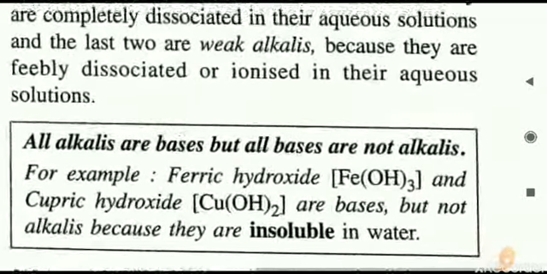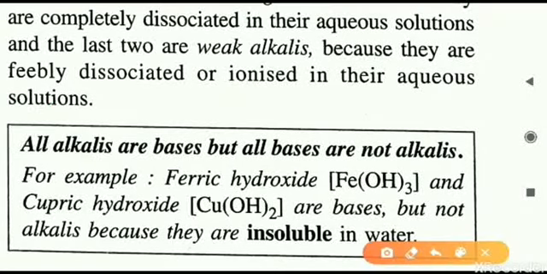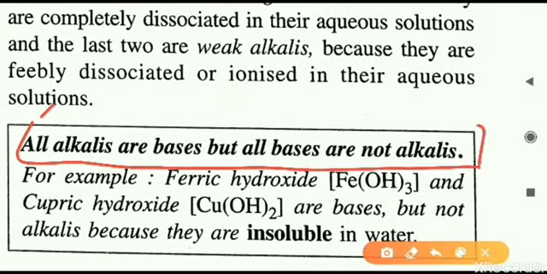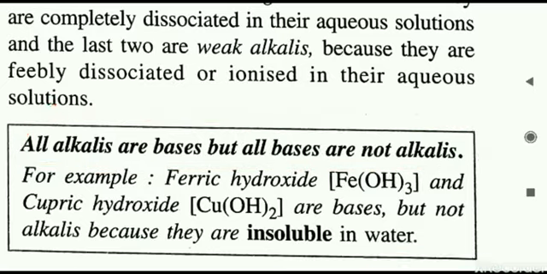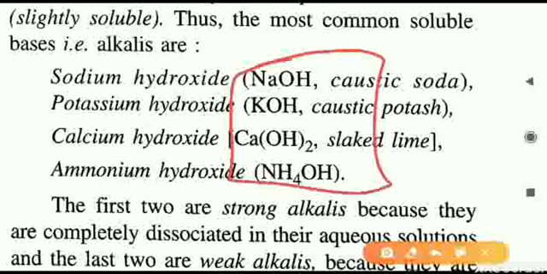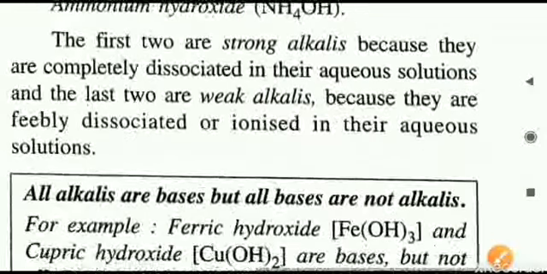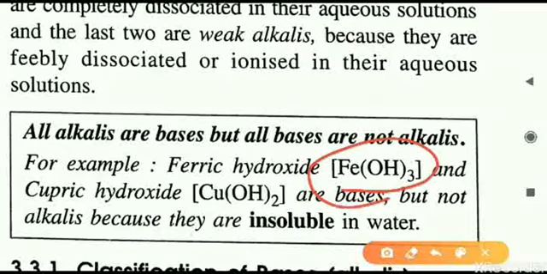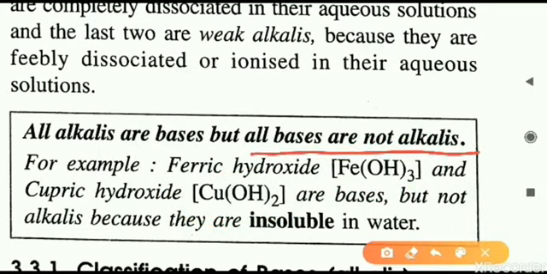On this understanding, we can have this concept: all alkalis are bases. Here you can see all these are alkalis and all of them are bases. So this statement is true. All alkalis are bases. But are all bases alkalis? Fe(OH)3 is a base, but it is not an alkali. Similarly, copper hydroxide Cu(OH)2 is a base, but it is not an alkali. So we can say all bases are not alkalis. Don't confuse these terms. All alkalis are bases, but all bases are not alkalis.